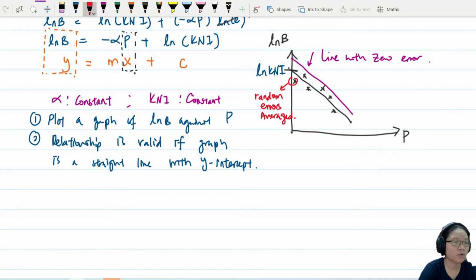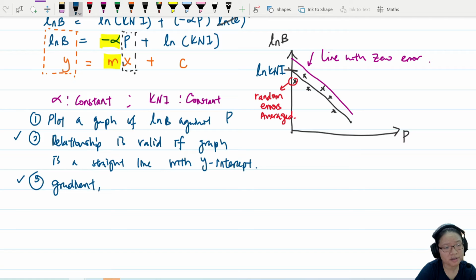Right, number 3, the reason why we linearize this, besides proving the relationship, part of the power of linearizing is that we can find constants if we need to. For example, we can find alpha. So if you look at this part, the gradient m is equal to negative alpha. So I'll write that first: gradient m is equal to negative alpha. So alpha is equal to negative gradient.